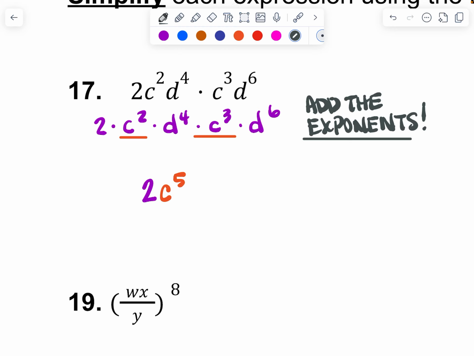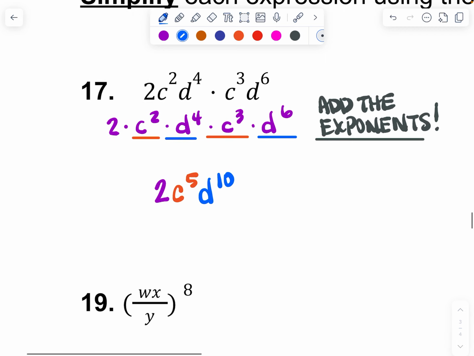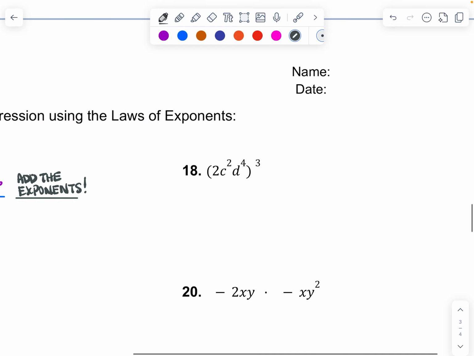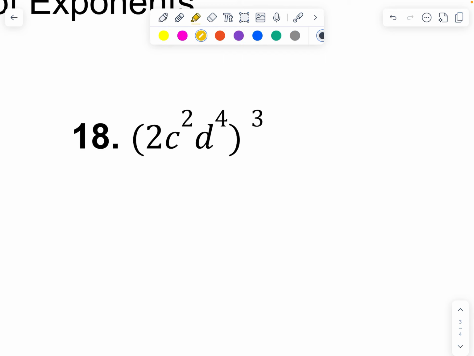I'm trying to get all my c's written as one cohesive c instead of 2 separate c's. So I'm just putting them all together. And then, of course, we have the d to the 4th times d to the 6th, which is going to give us d to the 10th. And that's our final answer. Again, no plus or minus signs to be found, because there were no plus or minus signs in the original problem.